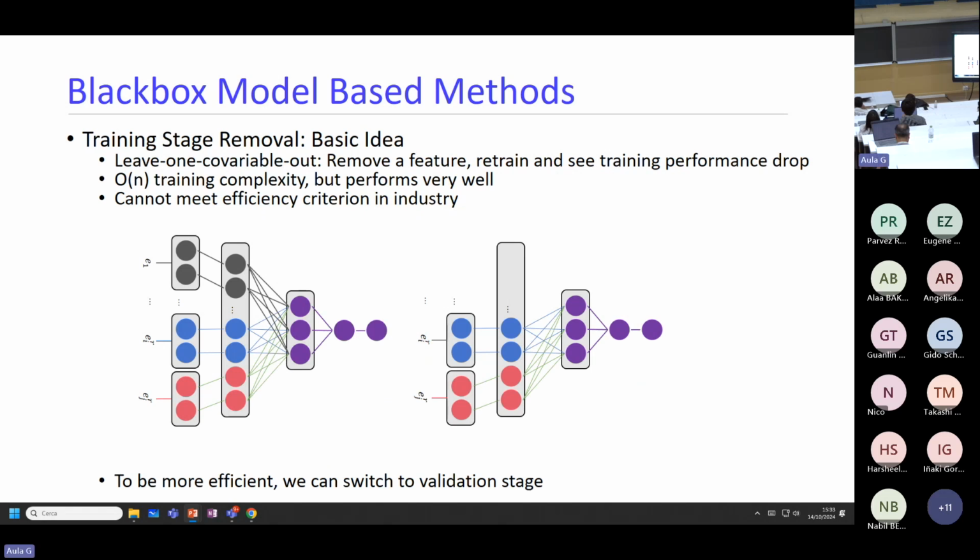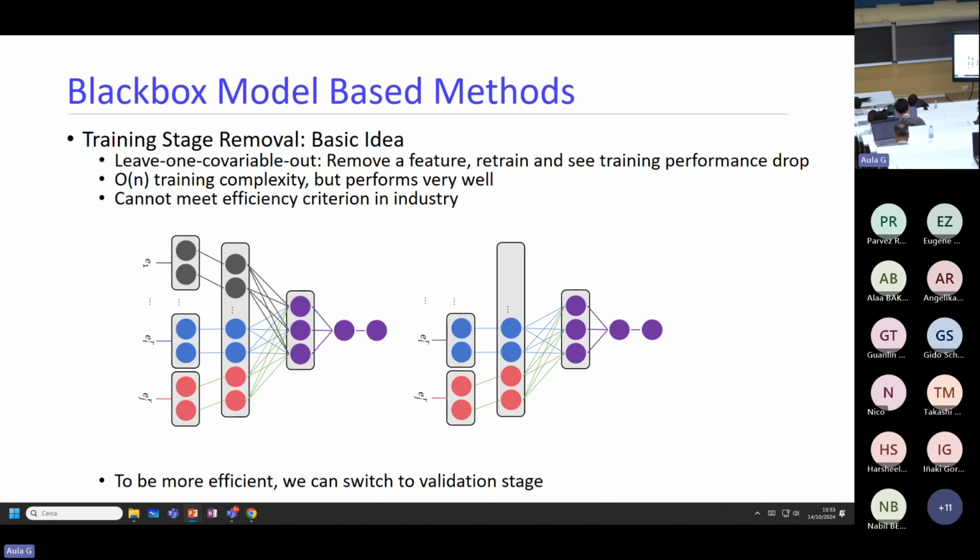For the training stage, there's a technique called leave one out, or LOO for short. It removes a feature, retrains, and sees the training performance drop. It has a linear training complexity, but the performance is really good. But in industry, the training complexity is too huge and cannot meet our efficiency criteria. So we want to be more efficient.